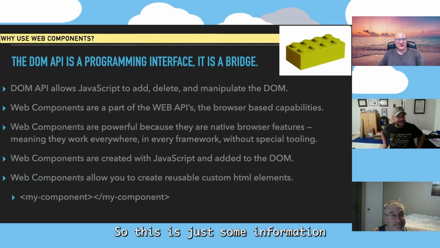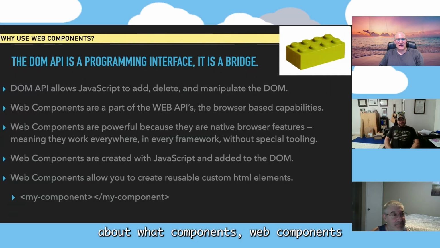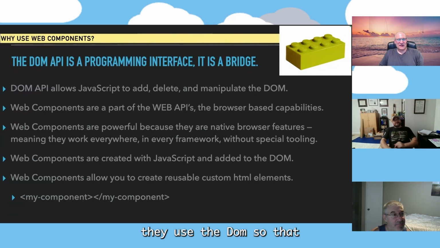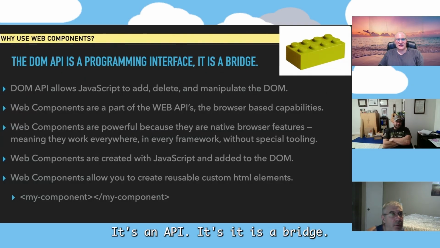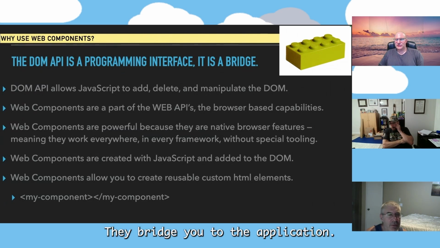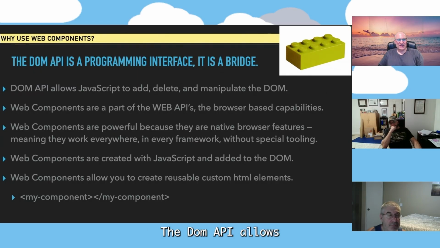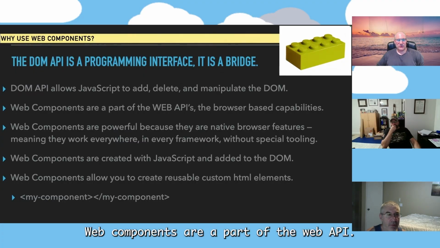So this is just some information about web components. Web components use the DOM, so the DOM API is a programming interface. It's an API. It is a bridge. That's what APIs are. They bridge you to the application. The DOM API allows JavaScript to add, delete, and manipulate the DOM. Web components are a part of the web API, the browser-based capabilities.